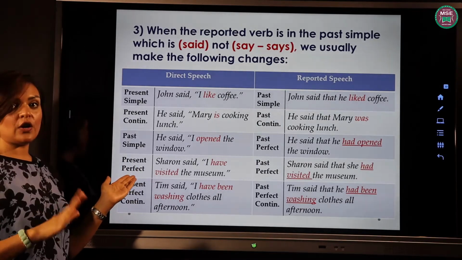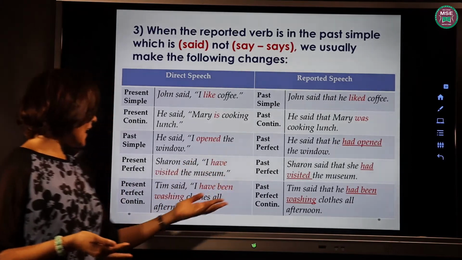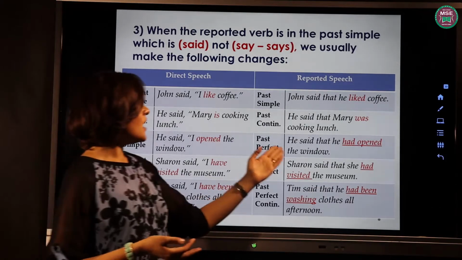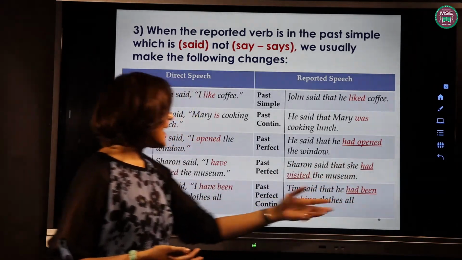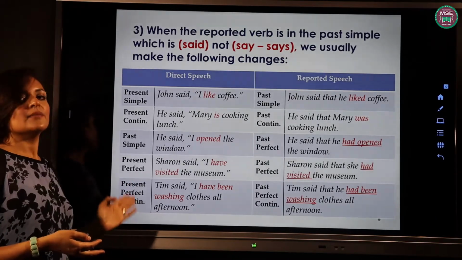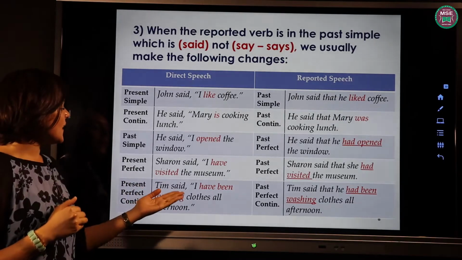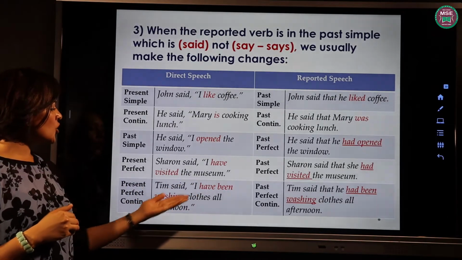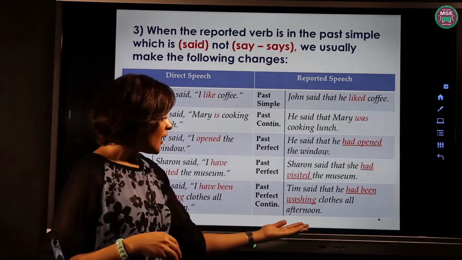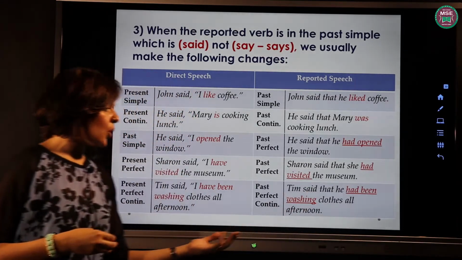Present perfect would be, of course, past perfect. Sharon said, "I have visited the museum." When I change it into indirect, it will be, Sharon said that she had visited the museum. The present perfect continuous will be past perfect continuous. So, when I say, Tim said, "I have been washing clothes all afternoon," in the indirect part, I will say, Tim said that he had been washing clothes all afternoon.